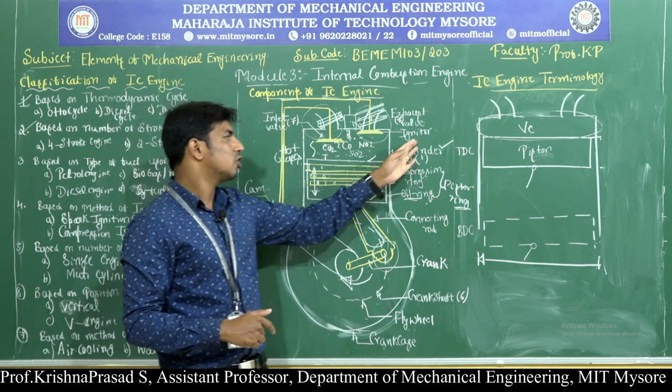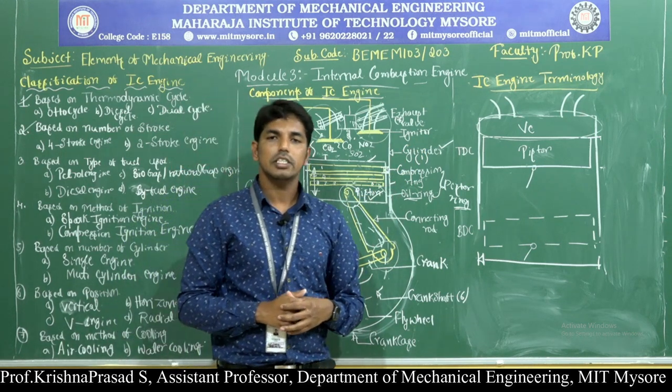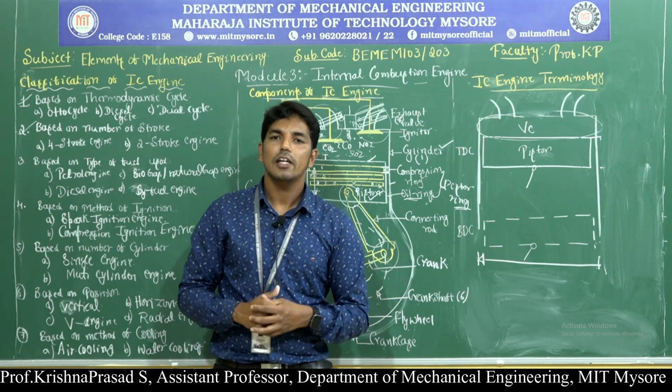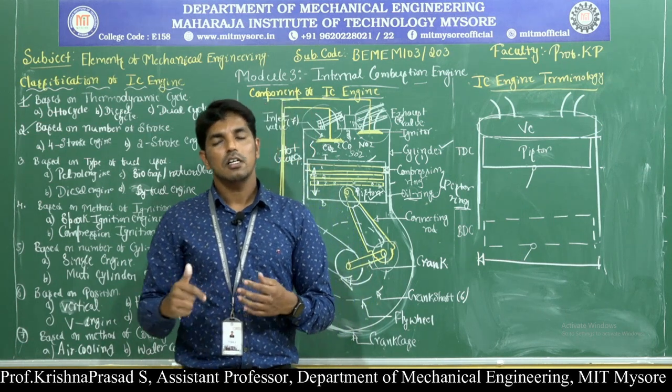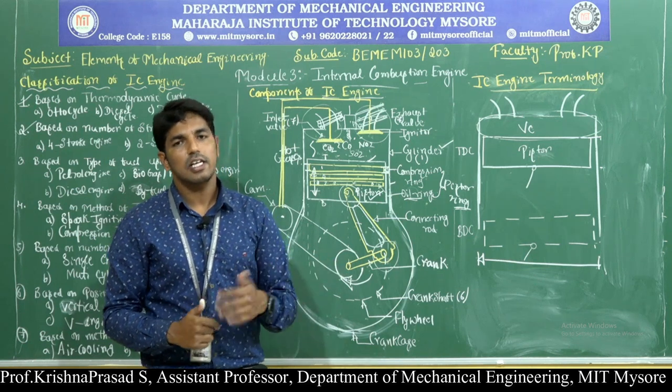Next, last one, it is called igniter. There are two types of igniter. The one is called spark plug. If the engine is a petrol engine, then we are using the spark plug as the igniter. If the engine is a diesel engine, then we are using fuel injector as the igniter.